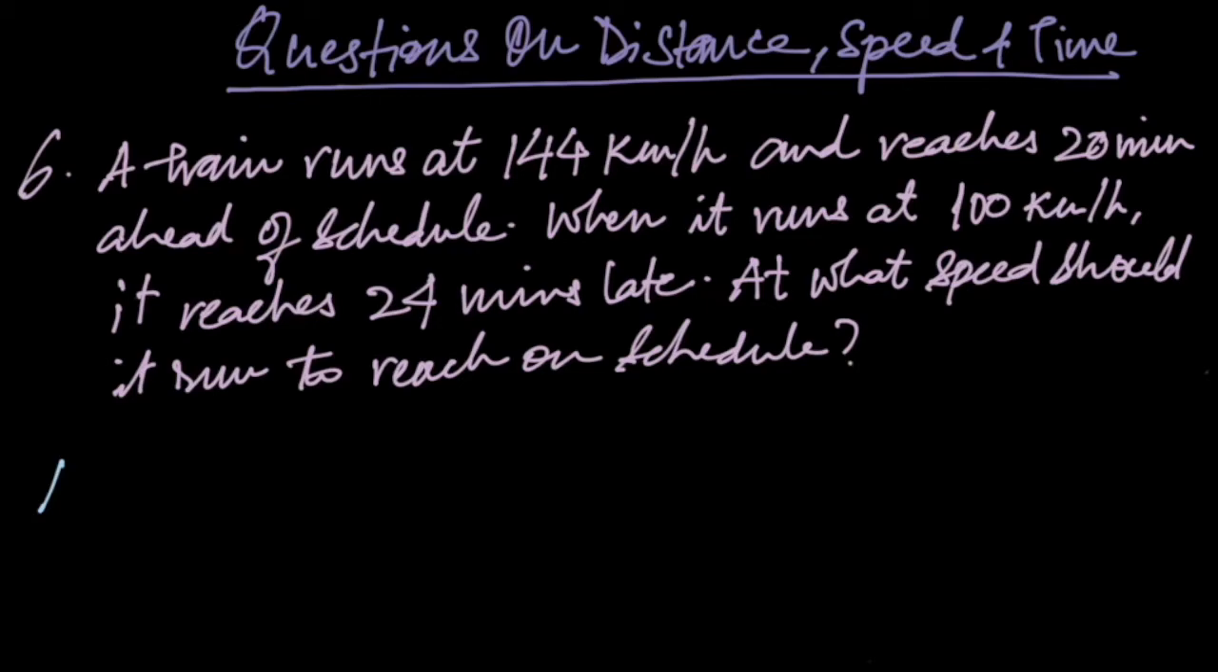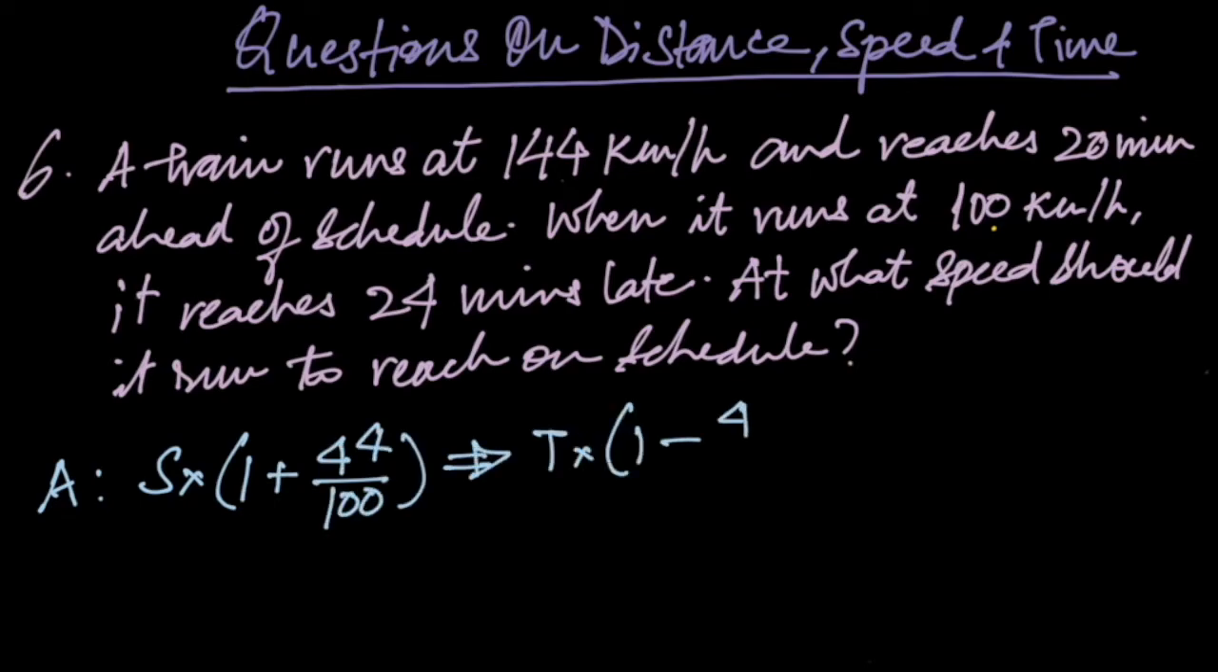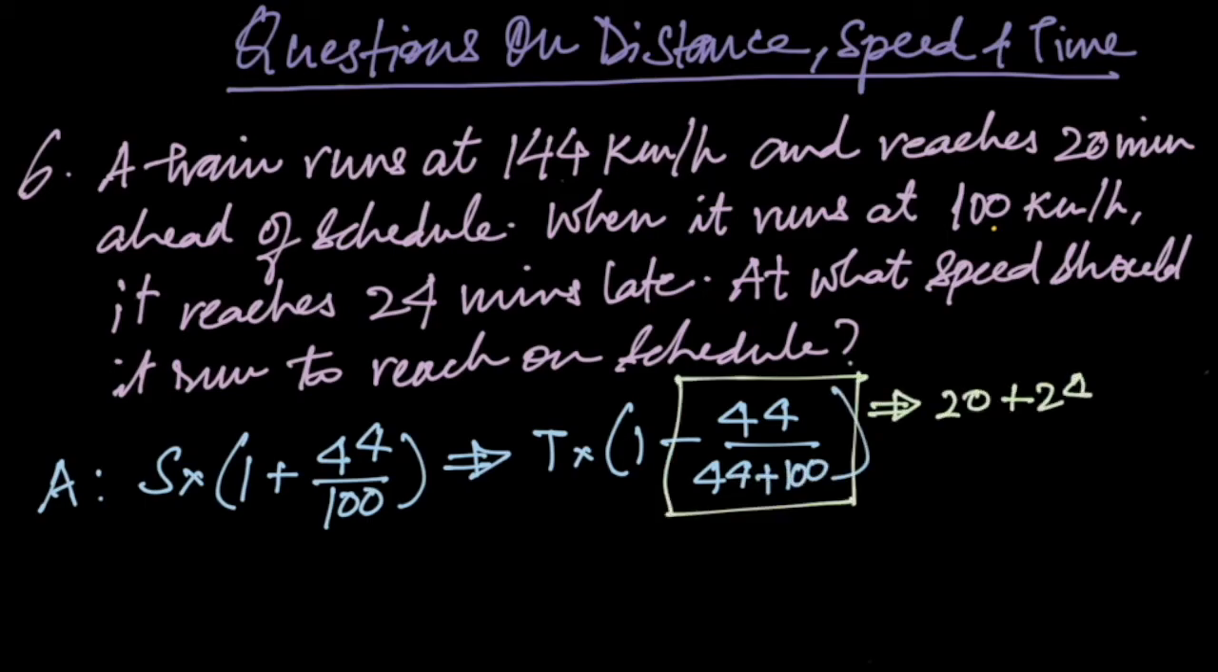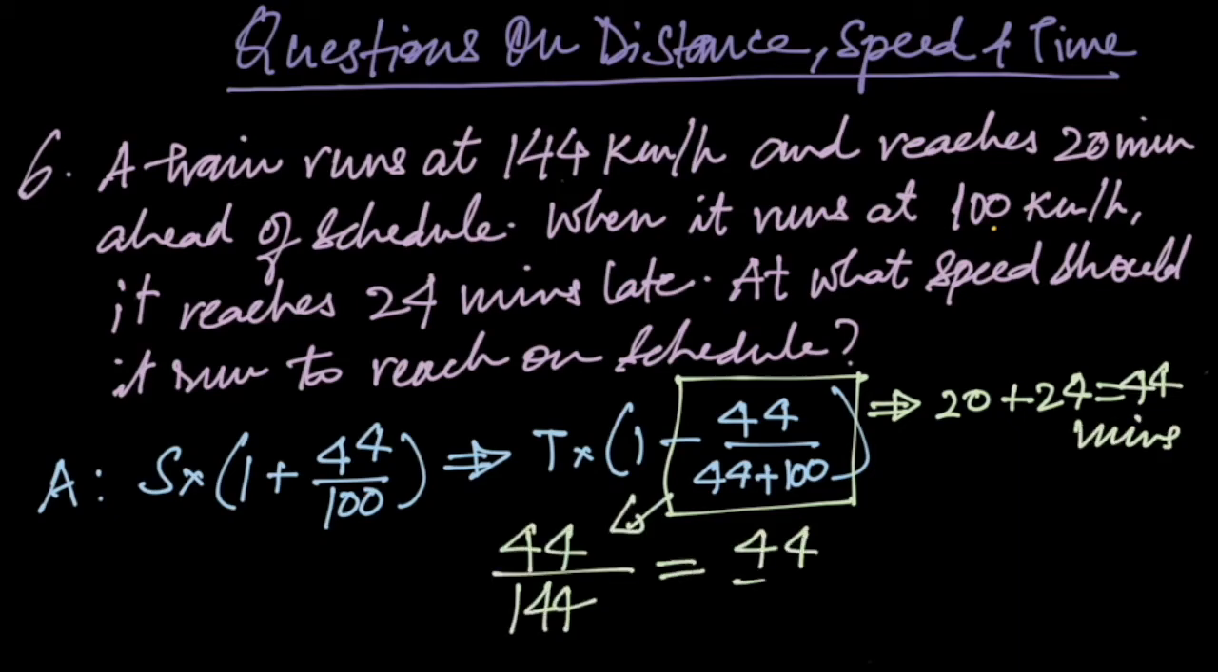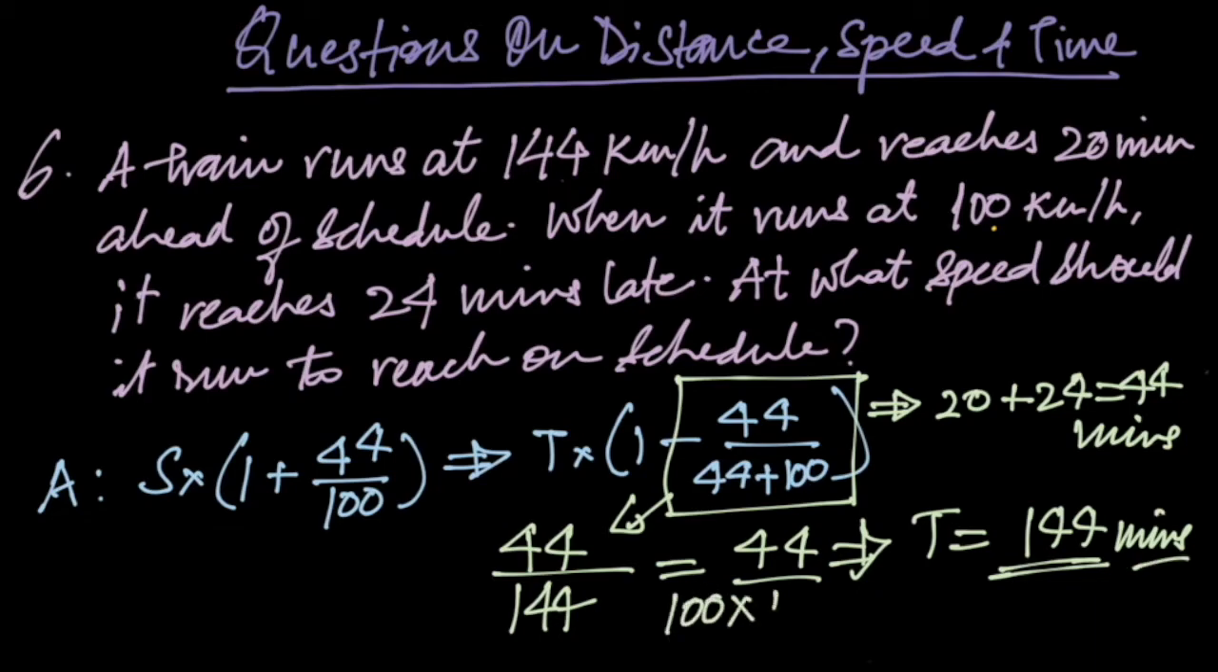When the speed increases from 100 kilometers an hour to 144 kilometers an hour, the total savings in time is 44 minutes, 24 minutes plus 20 minutes. With 100 kilometers per hour, it takes 144 minutes, and it is 24 minutes late. So we have to find out the speed for reaching on time. We get 120.